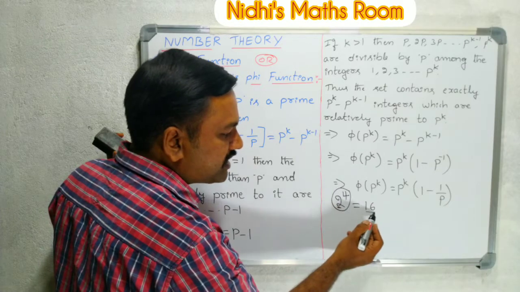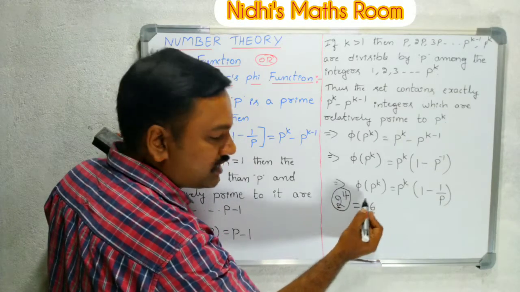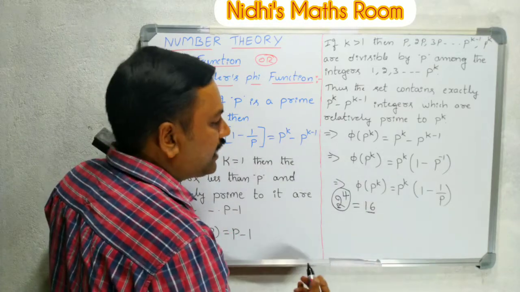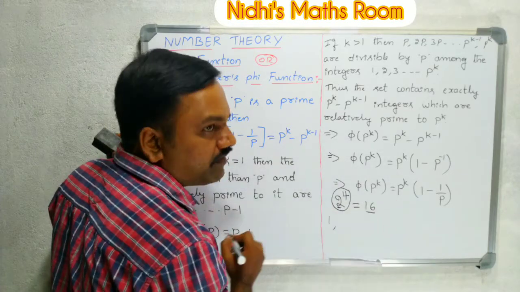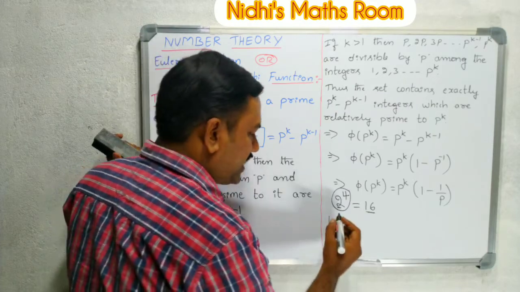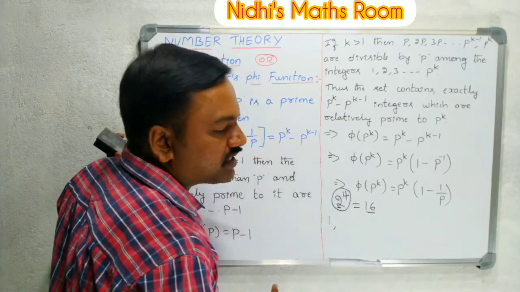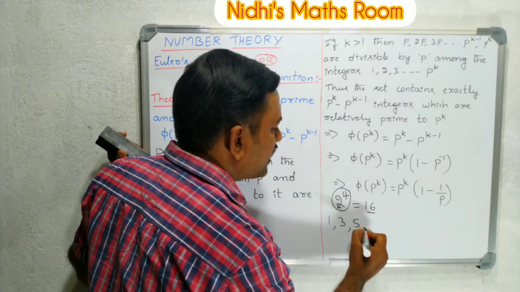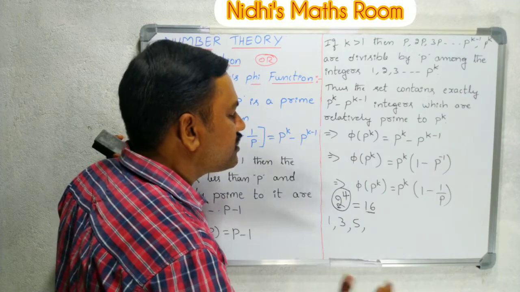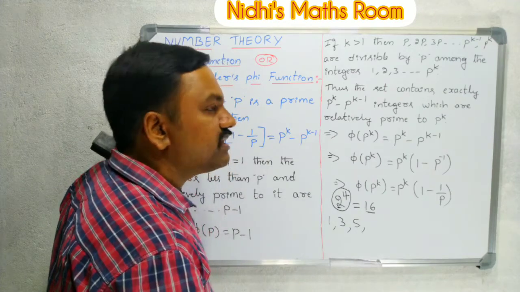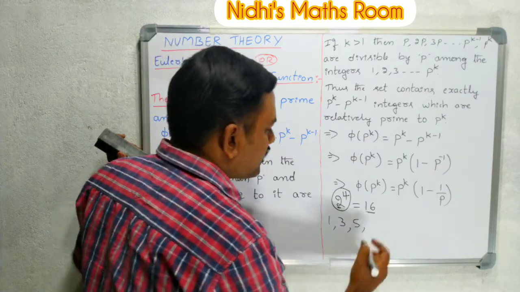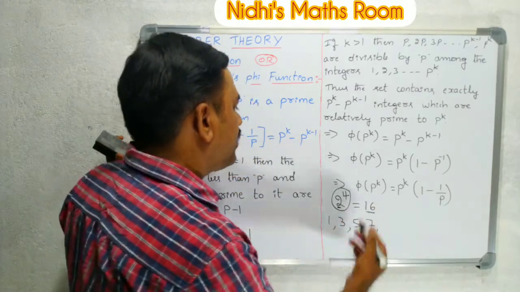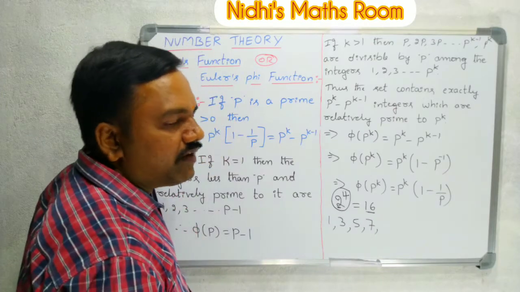2 power 4 means 16. Let us write which numbers are relatively prime to 16. 1 is relatively prime with 16, is it? Next, 2 is not relatively prime with 16. 3 is relatively prime with 16. 4 is not. 5 is relatively prime with 16. 6 is not relatively prime with 16 because 6 and 16 are divisible by 2. Next, 7 is relatively prime with 16. 8 is not relatively prime with 16 because 8 divides 16.